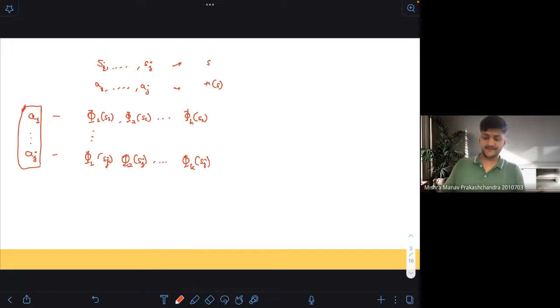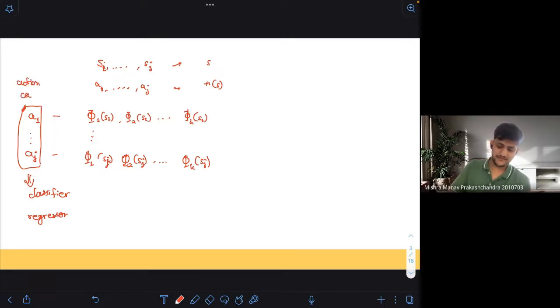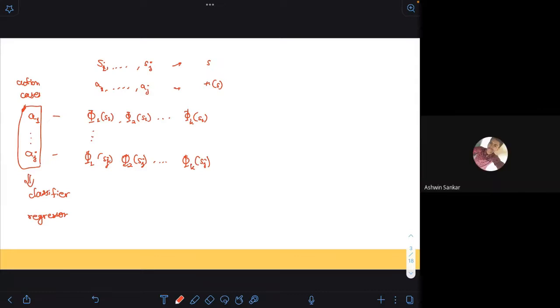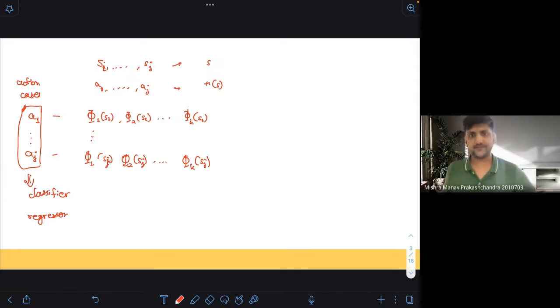So the thing is, if these action cases that you have made are finite, then you use a classifier, okay? Or otherwise, if the problem statement tells you that you need some sort of a regressor based on the actions that you have sampled, then you use a regressor. So if this action cases that you have is finite, you use a classifier, otherwise you use a regressor. It's just finite action versus continuous actions, right? Okay, cool.